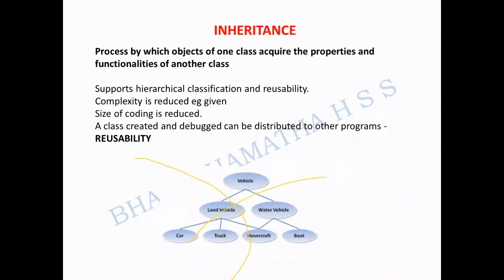Okay. Inheritance, I told you. That is, from one generation we are moving to the next generation, right? Similarly here, when we are taking any object, for those objects also we can inherit some properties. It supports hierarchical classification and reusability. Complexity is reduced. Size of coding is reduced. A class created and debugged can be distributed to other programs using reusability.